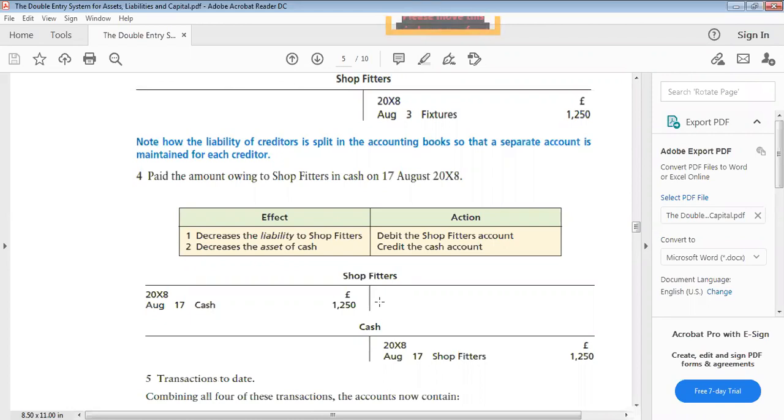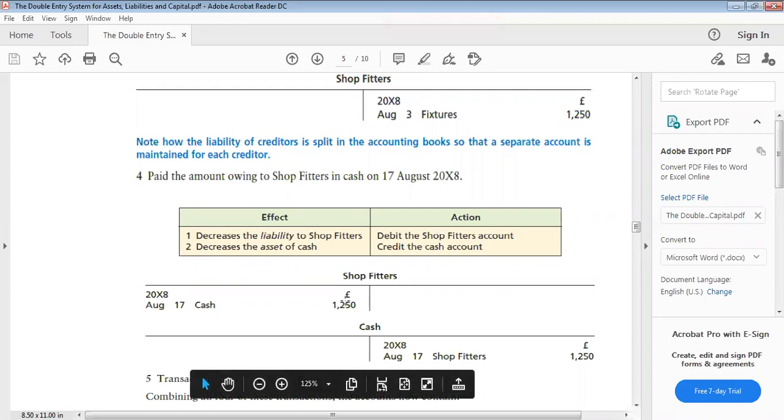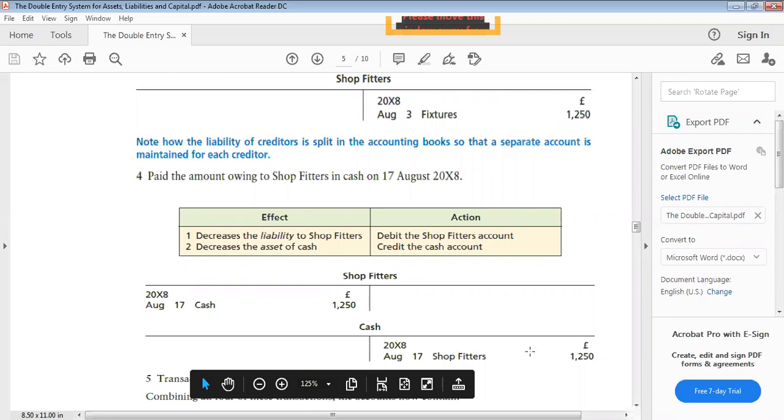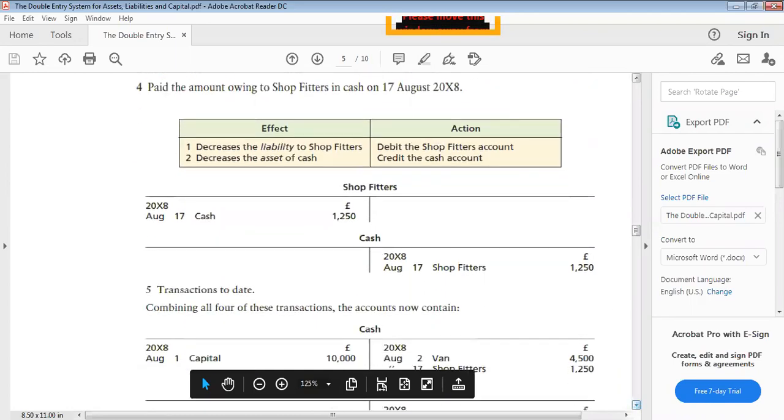Now, in this case, the liability that you have to shop fitters is now what? Decreasing. Good? And when there's a decrease in the liability, you what? Debit. So therefore, you would debit shop fitters account. Because you pay by cash, your asset of cash is what? Decreasing. So you what? Credit the cash account. So therefore, you're gonna debit shop fitters account and what? Credit cash with 1250. That's what you owe.